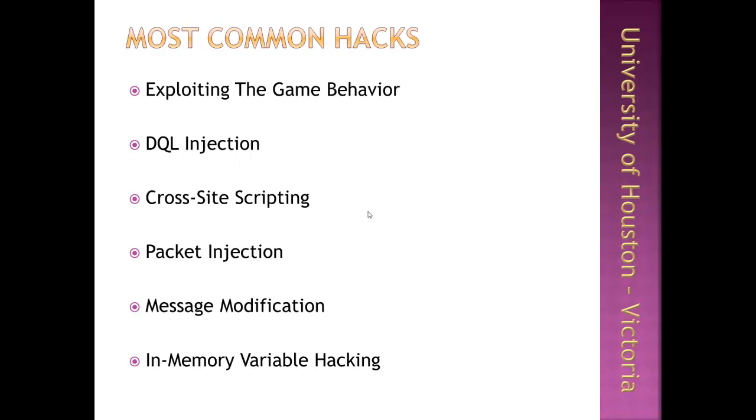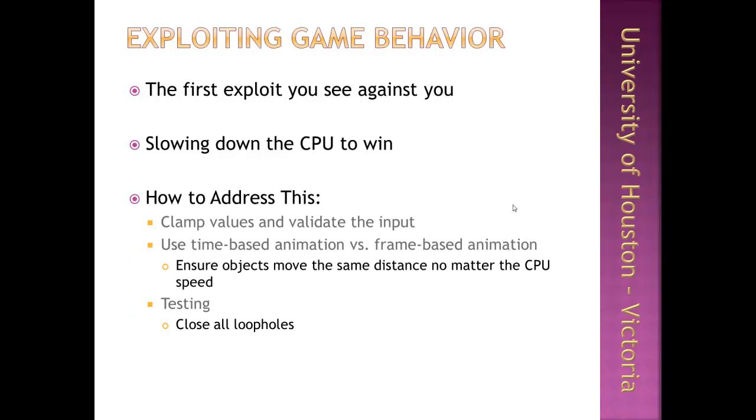There are certain kinds of potential attacks that might happen, and if you know about these and know how you can avoid each of these attacks, you could secure your system. This is a list of these kinds of attacks: exploiting your game behavior, SQL injection, cross-site scripting, packet injection, message modification, and in-memory variable hacking. We will discuss these in detail a little bit later.